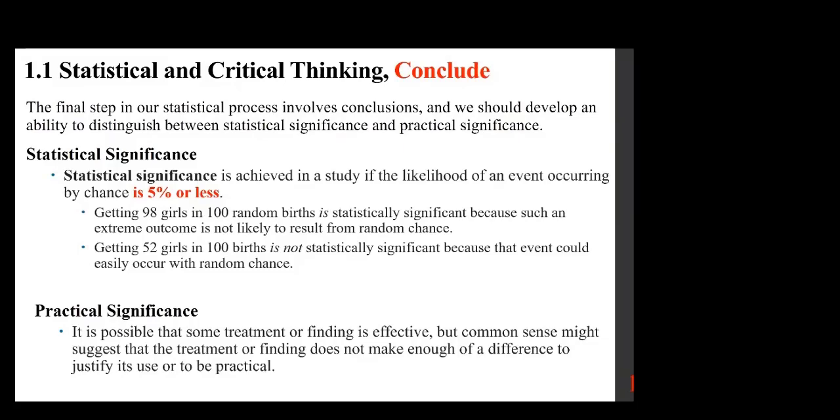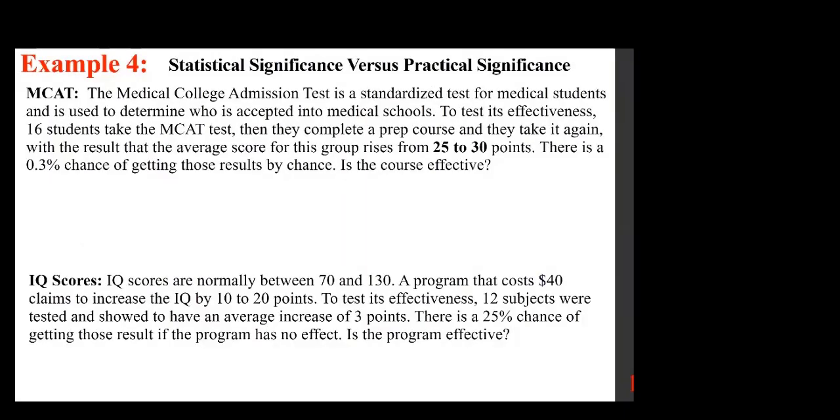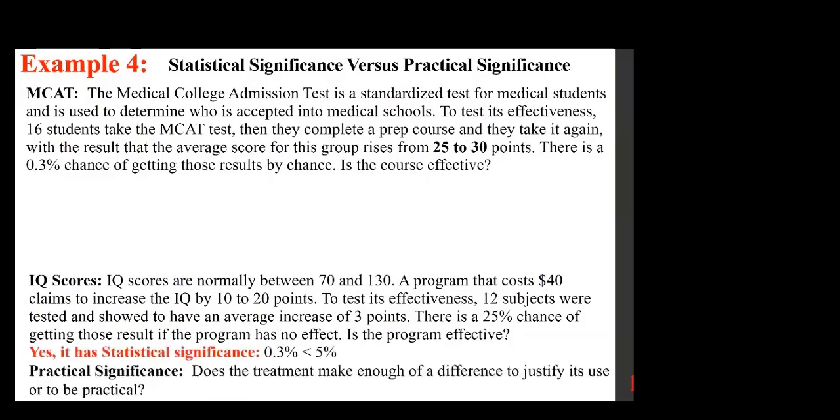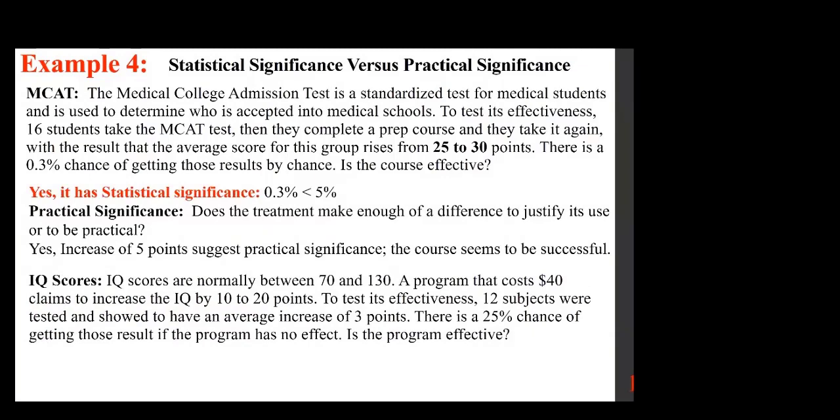Let's look at an example. The Medical College Admission Test, or MCAT, is a standardized test for medical students and is used to determine who is accepted into medical schools. To test the effectiveness of a prep course, 16 students take the MCAT, then complete the prep course, and take it again. The average score for this group rises from 25 to 30 points. There's a 0.3% chance of getting those results by chance. Is this course effective? We look at the definition, and 0.3% is less than 5%. Because it's less than 5%, it does have statistical significance.